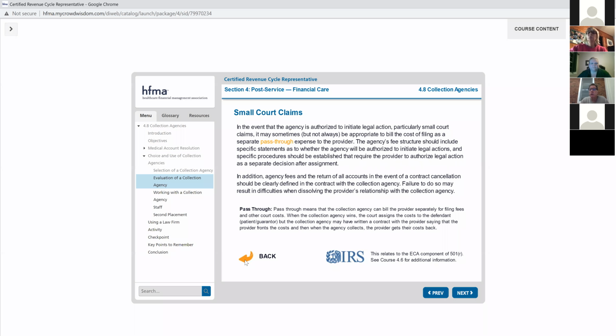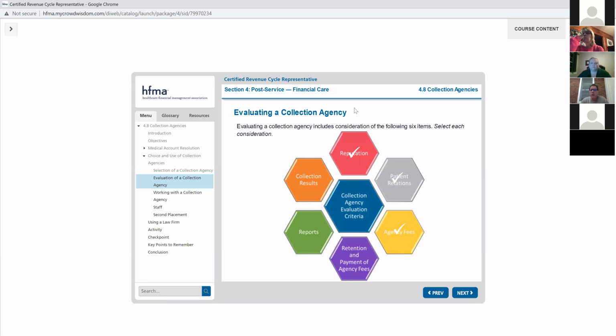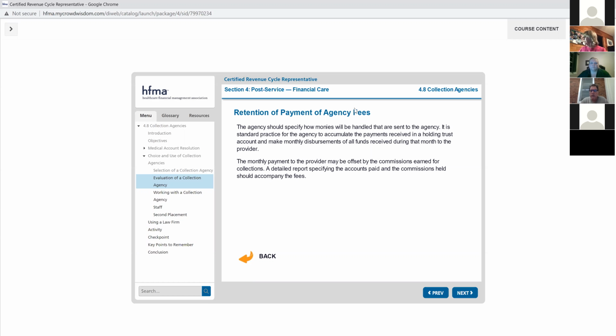Retention. Agencies should specify how monies will be handled that are sent to the agency. It's standard practice for the agency to accumulate payments in a trust account, make monthly disbursements to the client, and they typically will net their fee out of those funds.